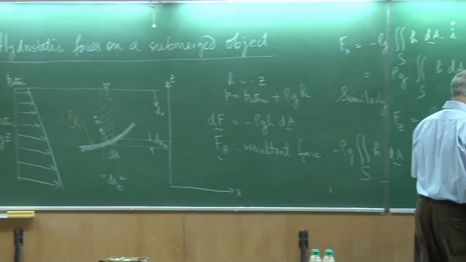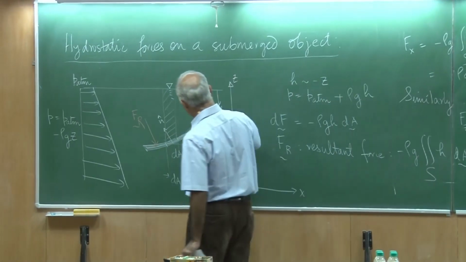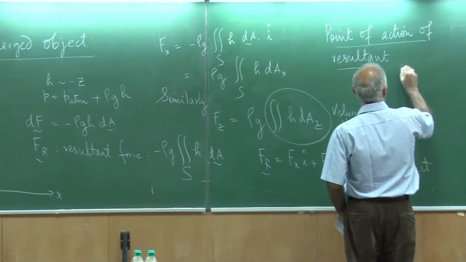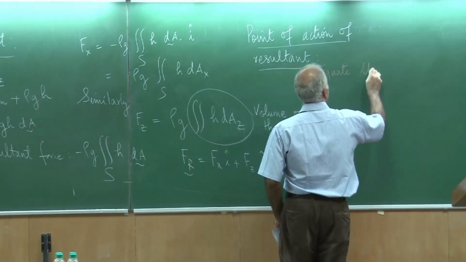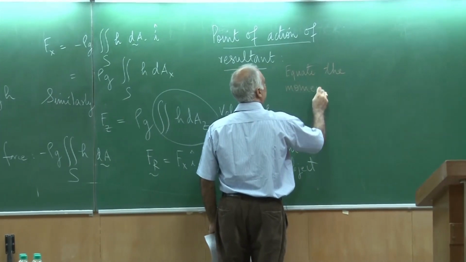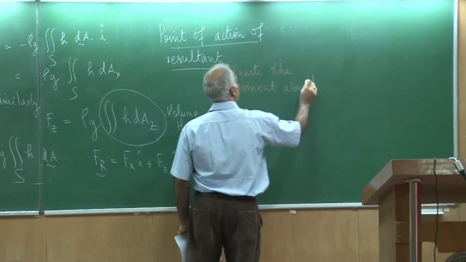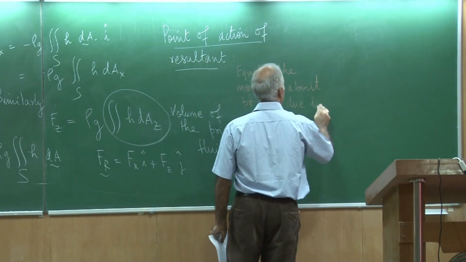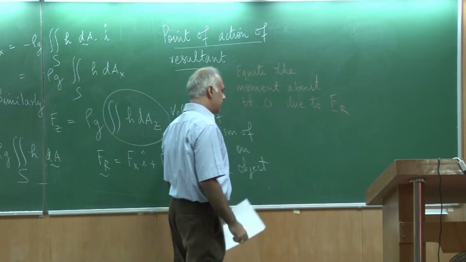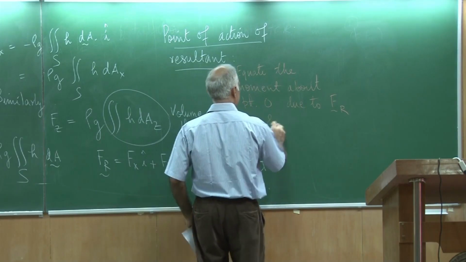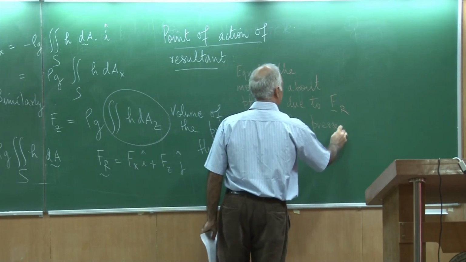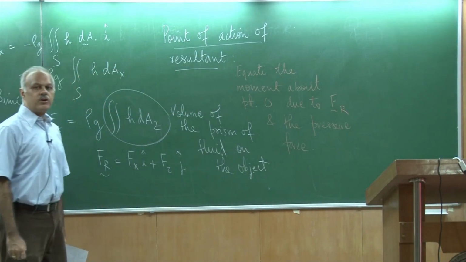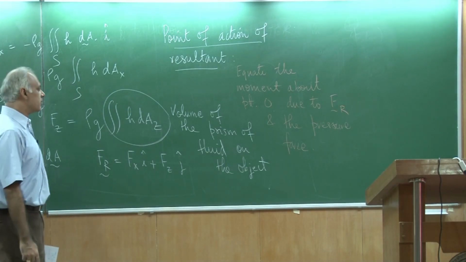So, I should be able to, for example, take, let us say, this point O, and then say that, equate the moment about point O due to the resultant force and the pressure force, pretty much like what you do for the center of gravity. So, that here would be known as the center of pressure.